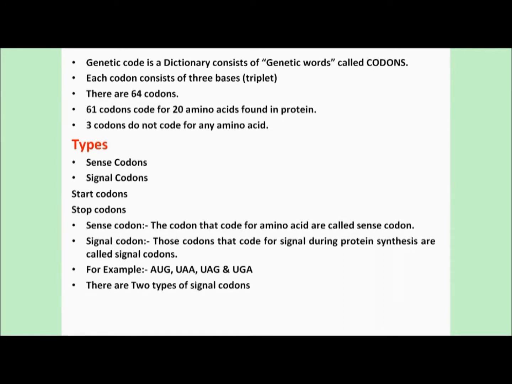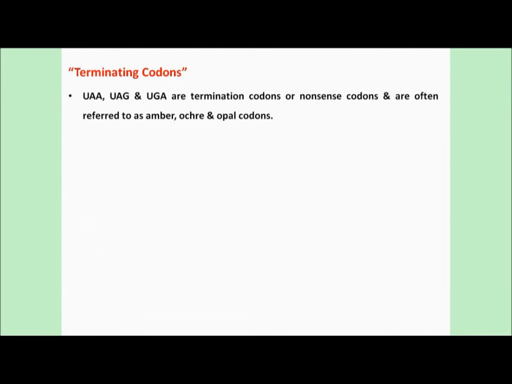So there are actually 2 types of signal codon. One is the terminating codon, which will stop the protein synthesis. Another one is the initiating codon, which will start the protein synthesis. Terminating codons, as we have already shown you in the second slide, are UAA, UAG and UGA.